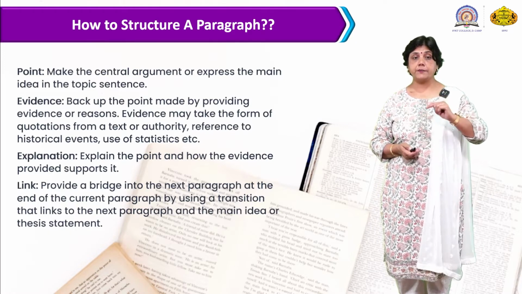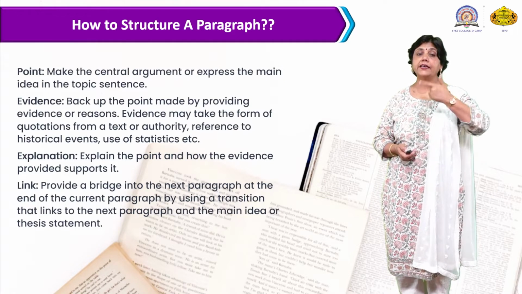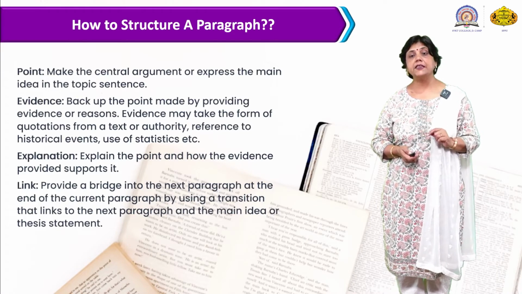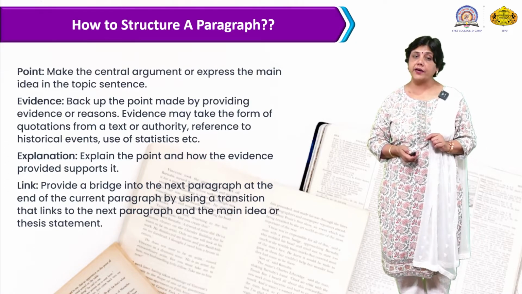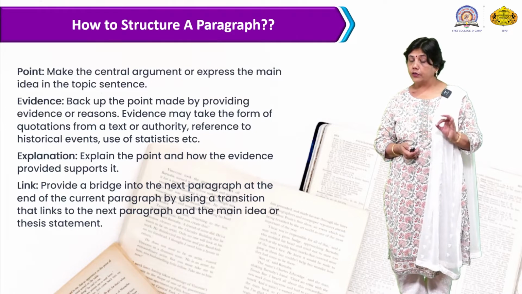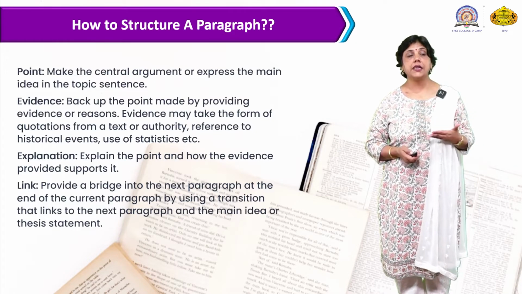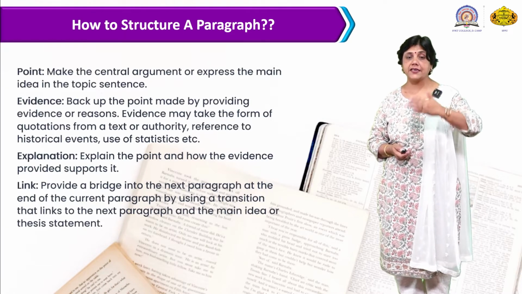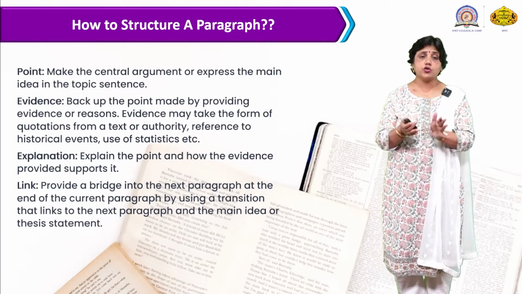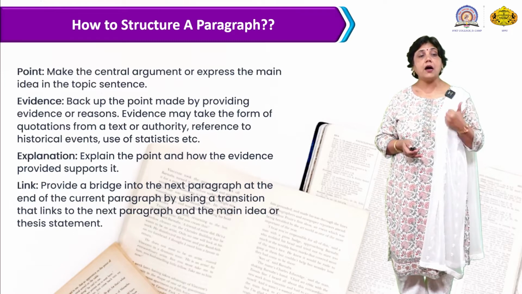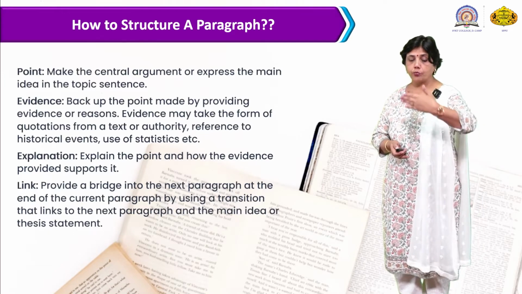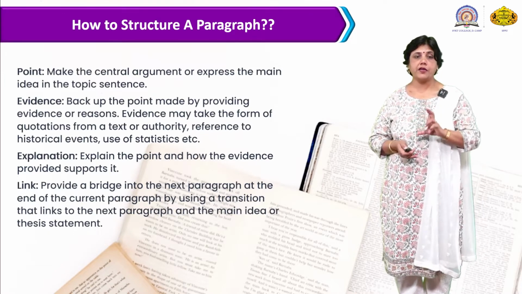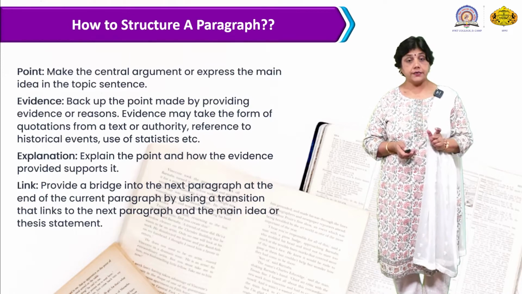Explanation of what? Explanation of point and evidence. So explain the point and how the evidence provides support to it. Third is link. You have to create a link between first sentence, second sentence, third sentence. It has to be connected. So provide a bridge from A point to B point. A point to B point, we have to create links.